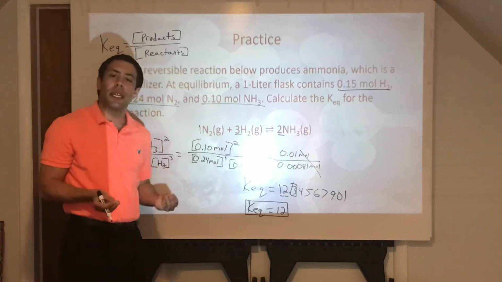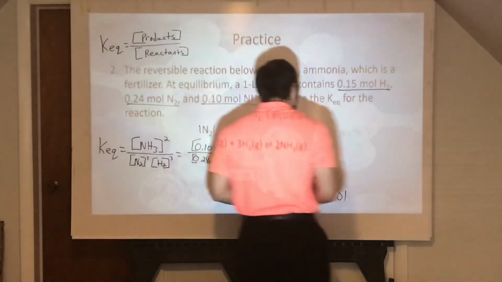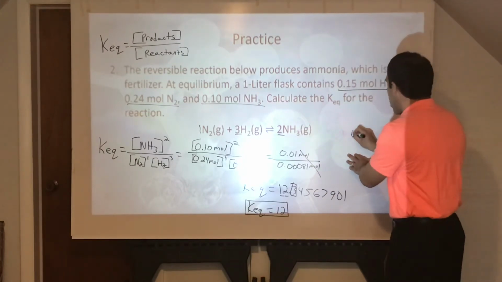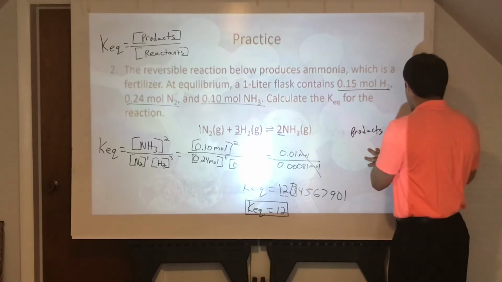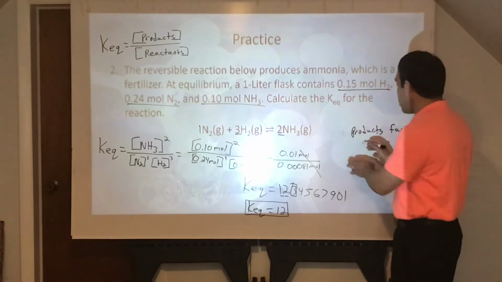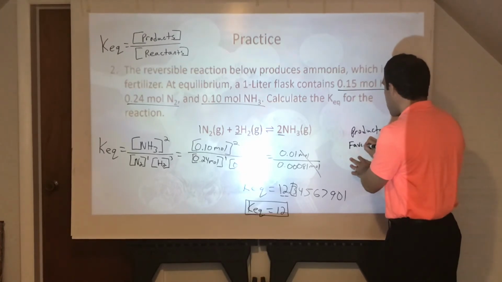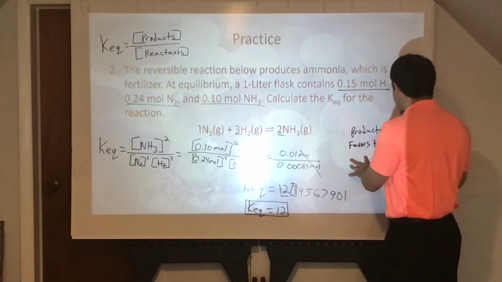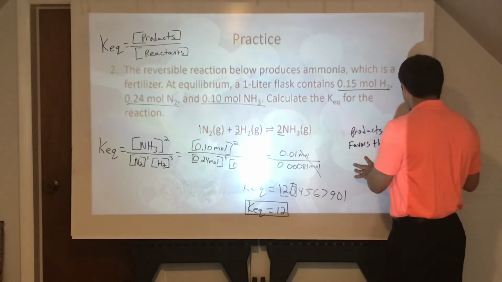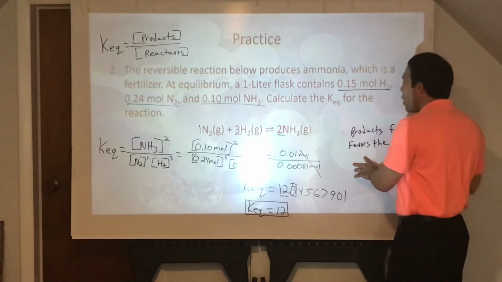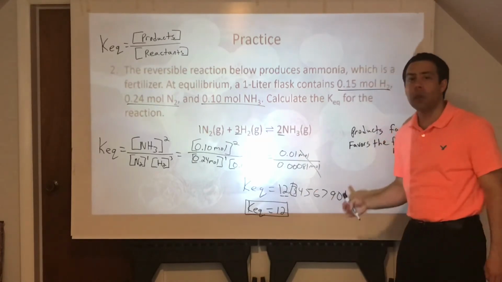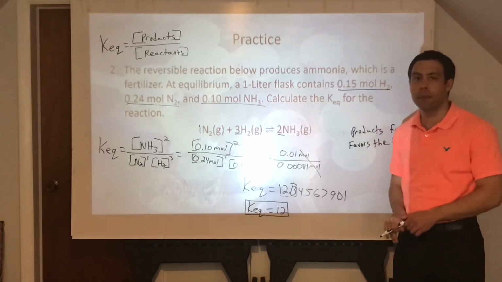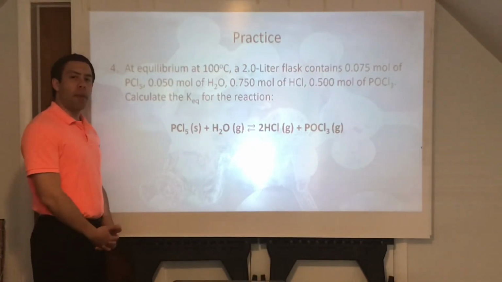12, obviously it is higher than 1. It's greater than 1. So we say our products are favored. Or this reaction favors the forward reaction. So the reaction is favored as written. It would go forward with that KEQ value greater than 1 of 12. Let's do one more problem together.